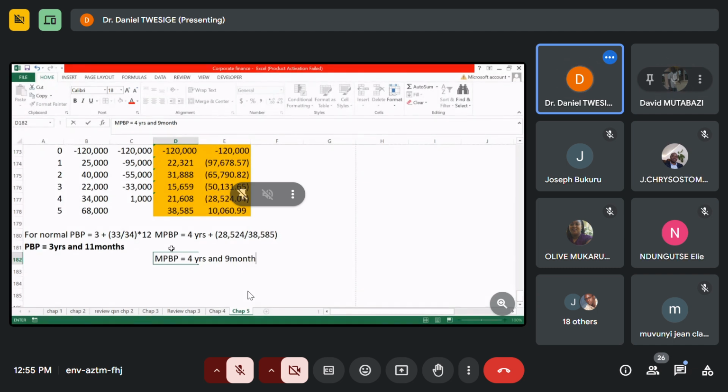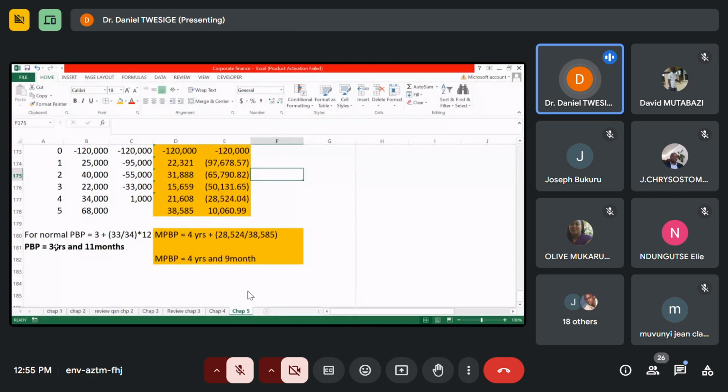You see the impact of this: without discounting our cash flows, the project pays back in 3 years and 11 months. But if you consider the effect of time value of money, the project will pay back in 4 years and 9 months. So that is how we do a modified payback. What you only do is to discount, or to accumulate, the discounted cash flows.